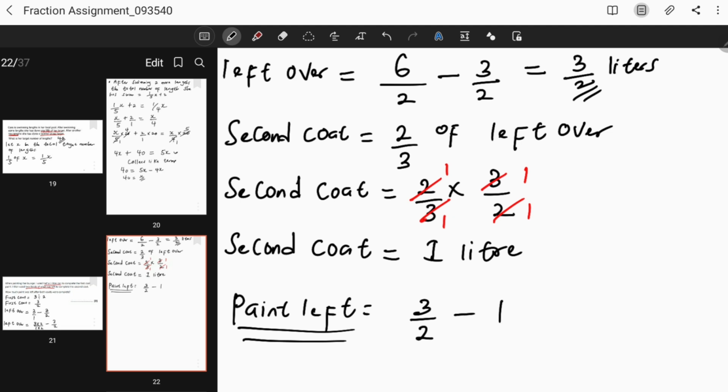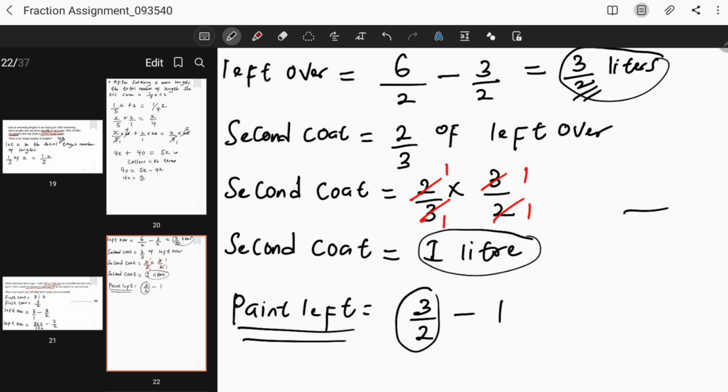Remember that this is what we started with, and then we used 2 over 3 of what was left, and that gave us 1 liter. Now, to make things easier, just know that this 3 over 2 is equal to 1.5, right? If you use your long division method, place 3 here, place 2 here, 2 divided by 3 will give us 1. Nothing can go again, so you put 0 here, and you have the point.